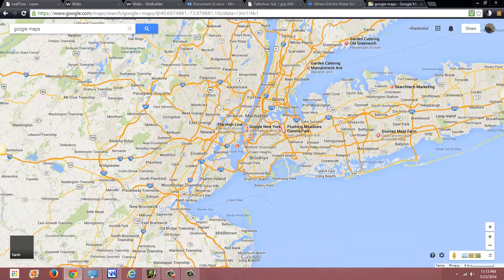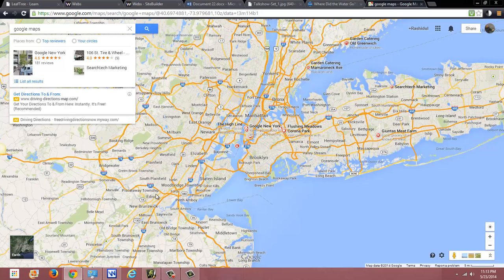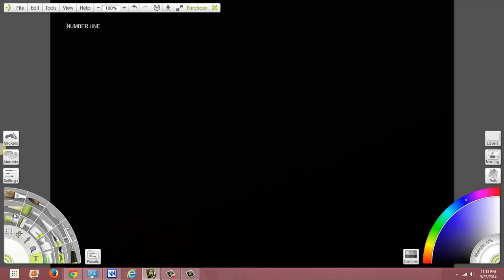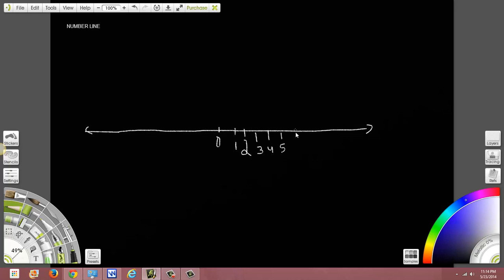The number line shows where different real numbers, rational numbers, and irrational numbers are located on the plane. So let me illustrate that by drawing a simple number line. In the middle of the number line is 0, and on the right side we have the positive numbers. And they go on and on and on up to positive infinity, and on the left side we have the negative numbers. And they go on and on until negative infinity.